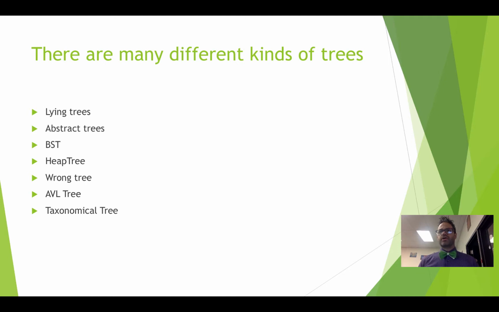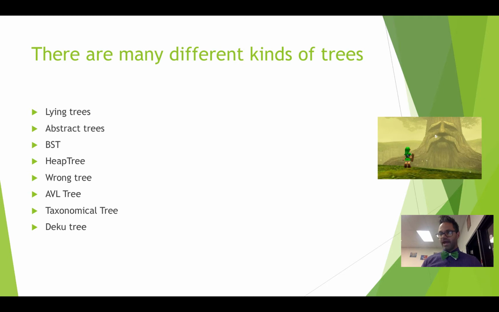Taxonomical tree. Oh, wait. So we have mammals, and mammals there's kitties, and doggos. And there's floofers, woofers. Oh, yes. I love taxonomical trees, that's fantastic. Deku tree. Oh, yeah, that's a tree. Not a data structure, but still a tree.